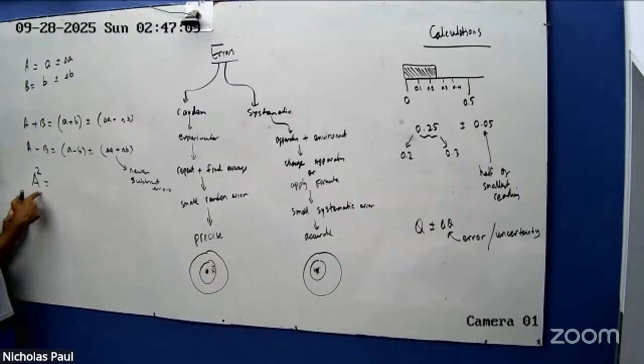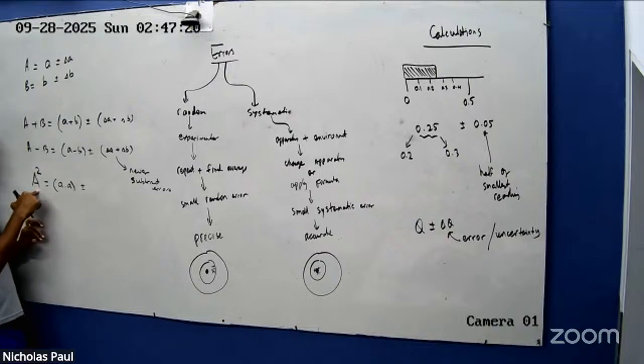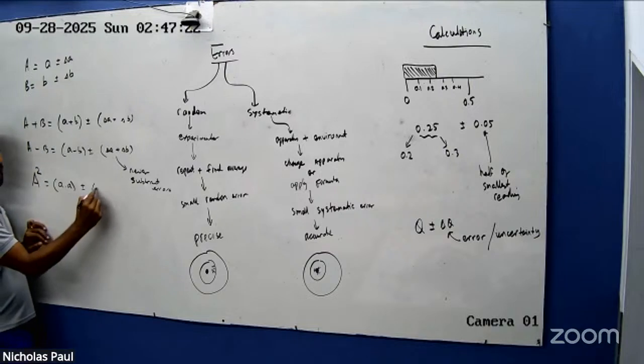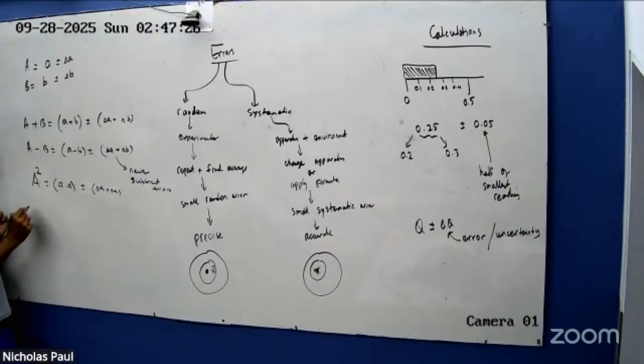How would we find a squared? A squared will be a multiplied by a. But what you do with the errors is, you add them up. There are two a's, so you're adding up the error of a and the error of a. Are you okay with that?